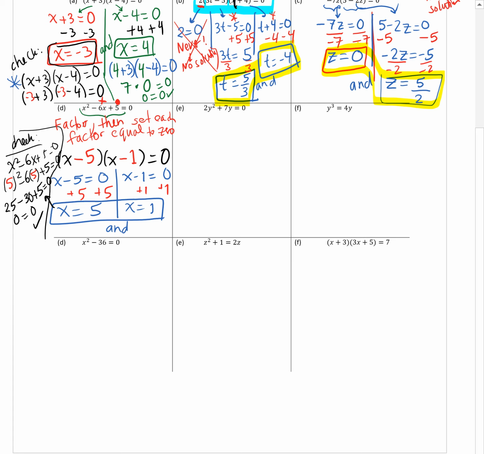So 0 equals 0. Okay, the left side and the right side were the same. They end up being the same number, so that must have been the correct solution. And if you were to check the other one, if you put a 1 in there similarly, you would get a true statement as well. 0 equals 0. So we know we've done it right. Okay, sounds good. Now let's try part E here.